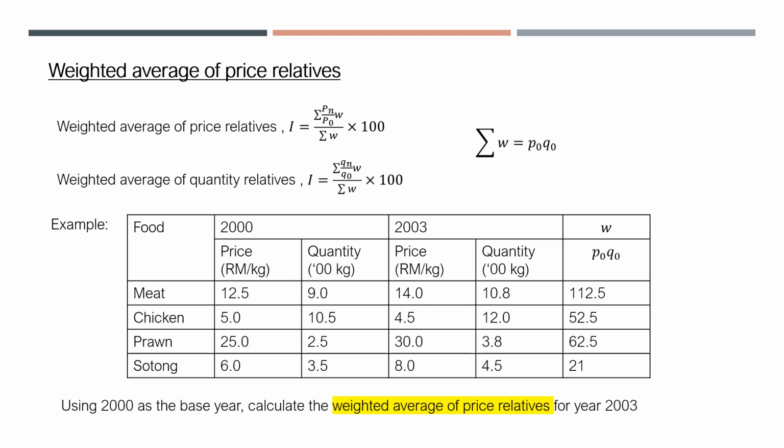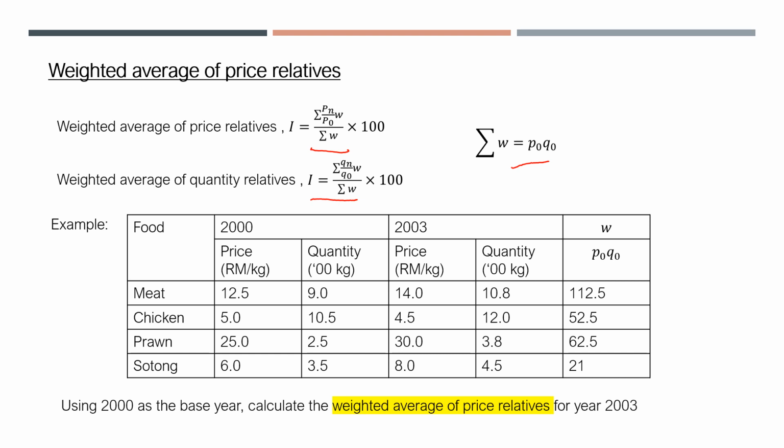Weighted average of price relative. We have weighted average of price relative and quantity relative. Sometimes they won't give you W, so you have to find it on your own. You have to use P0 times Q0, that means the price and the quantity for the base year. You multiply them together and you get a value.